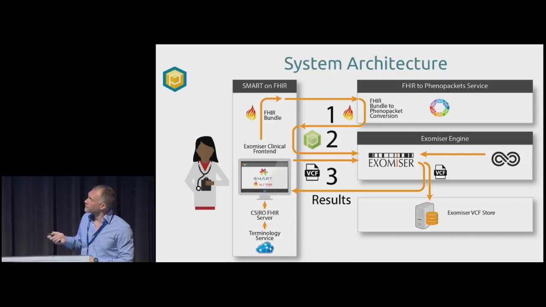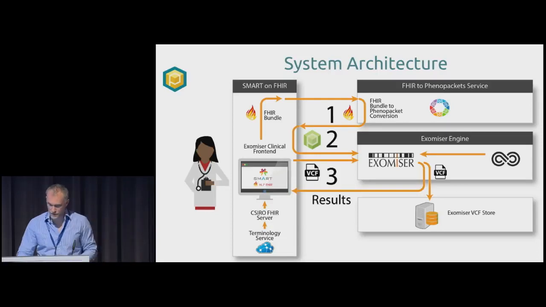And then the Exomiser is performing the analysis on the VCF file and using the phenotypes that have been included to come up with this analysis. And then these get sent back to the service where the clinician can then make some decisions.